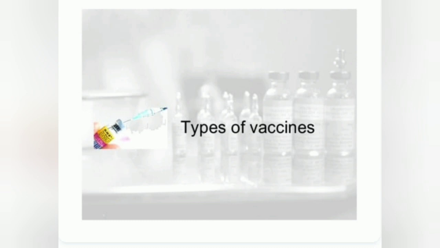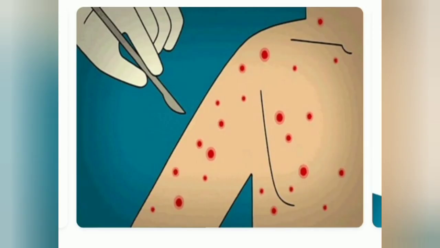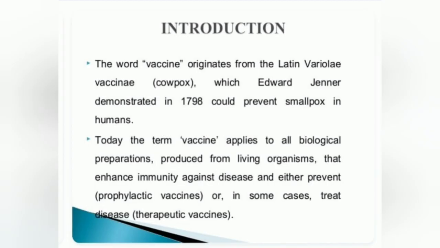Today we are here to learn about an interesting topic named vaccine and the types of vaccine. The word vaccine originates from the Latin variola vaccine, which Edward Jenner demonstrated in 1798 could prevent smallpox in humans. And today, the term vaccine applies to all biological products produced from living organisms that enhance immunity against diseases and either prevent or, in some cases, treat diseases.